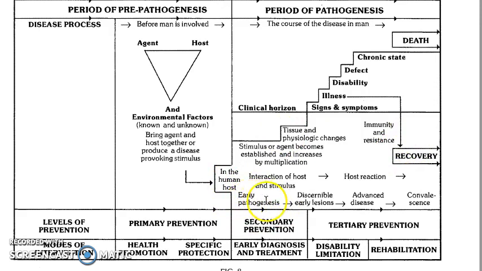In the human host, early pathogenesis, early lesions, advanced disease, interaction of host and stimulus, host reaction, tissue and physiologic changes, immunity, resistance, recovery. Here there is some incubation period also. Signs and symptoms, illness, disability, defect, chronic state, death, or it can lead to recovery. Please look at this diagram. If you draw this, you will get a lot of marks. So this covers natural history of disease.